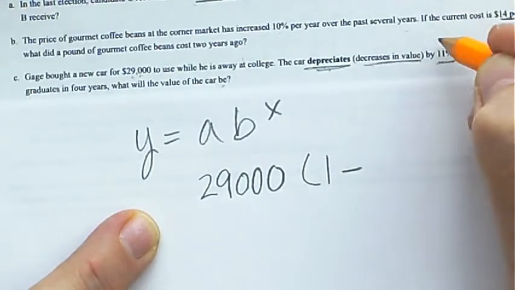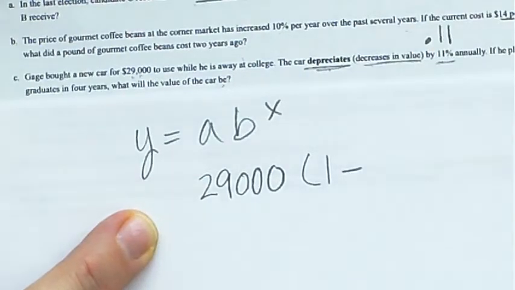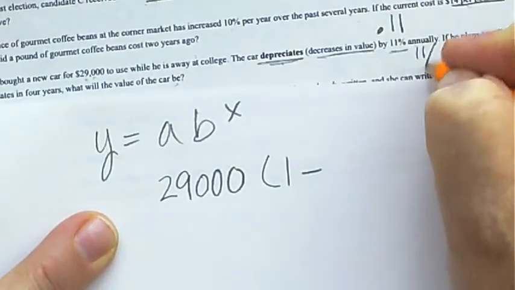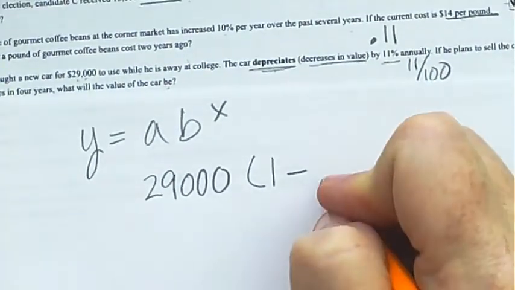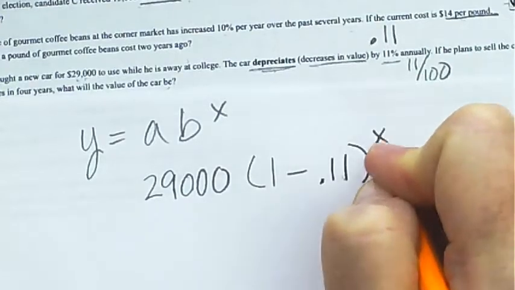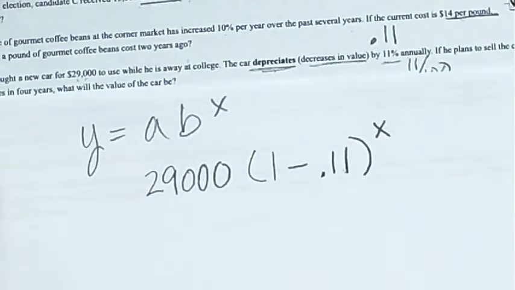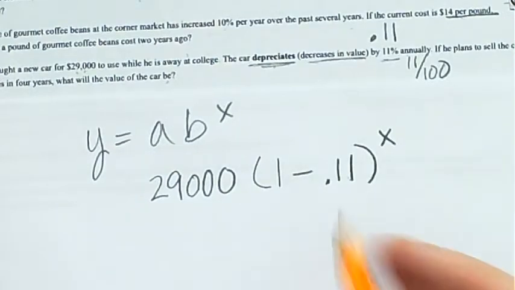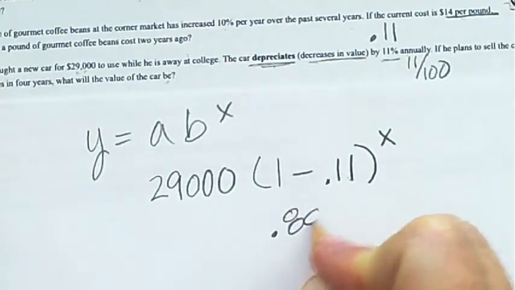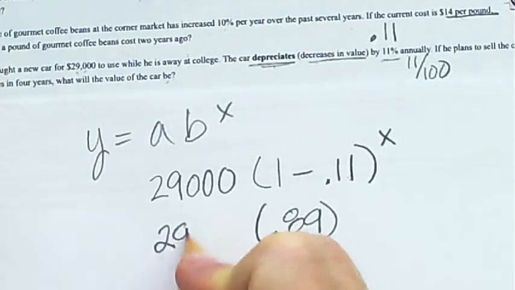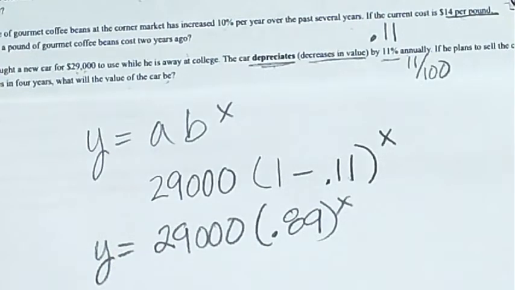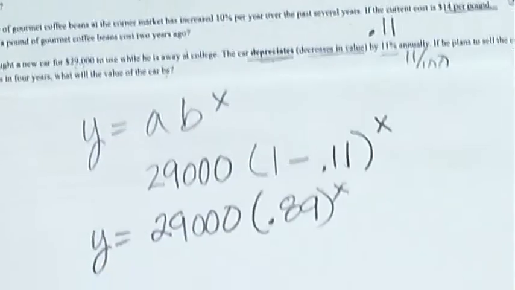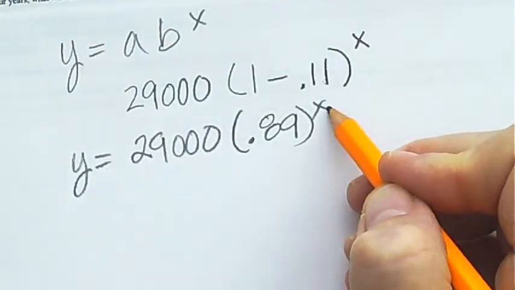And 11% as a decimal is 0.11. 11 divided by, remember percent's always out of 100, so 11 divided by 100 is 0.11, which if I was doing this, I probably wouldn't write it like that. I would just in my mind say, okay, that's 0.89, but I want to make sure you know where that's coming from. So we want to know the cost or the value of the car if he's going to graduate in 4 years.